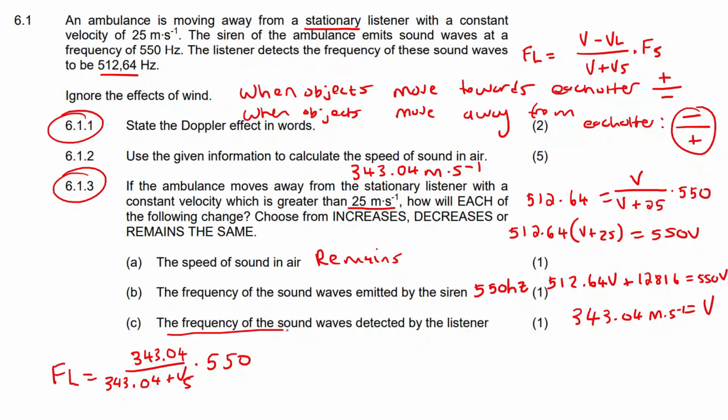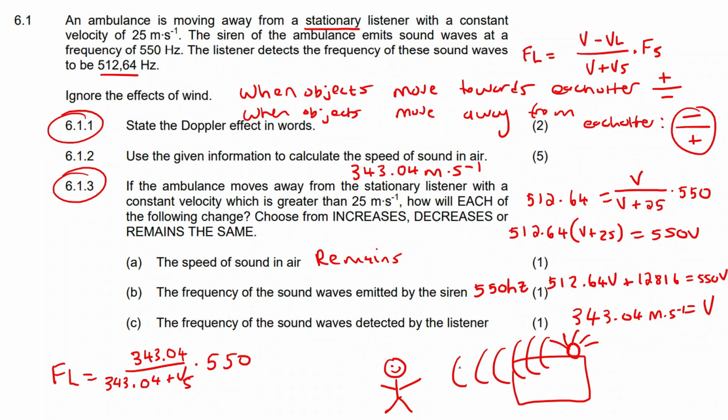Now, what is going to happen to the frequency of the sound waves detected by the listener? Well, if the ambulance is driving away even faster, so you've got this random person over here. The ambulance didn't see them with their broken leg over here, and the ambulance is just driving away faster and faster now. So if that ambulance is driving away even faster, because they said here that the constant velocity is greater than 25. Now remember that here's your siren, bebop, over here, and those are creating sound waves that are hitting the person's ear.